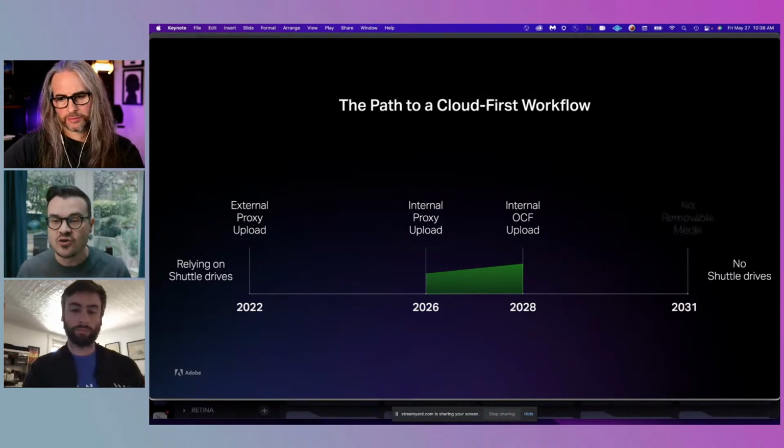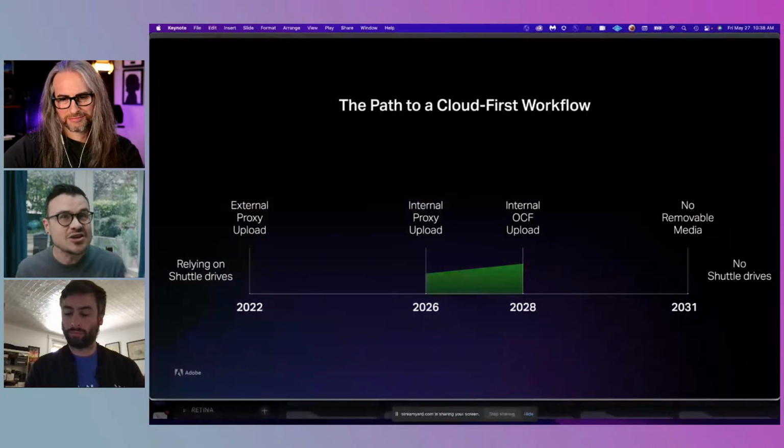By the year 2031, cameras that are manufactured will have no removable media. No media to come out of it. There's actually a camera today that everybody has that has no removable media. What is that camera? Their iPhone.